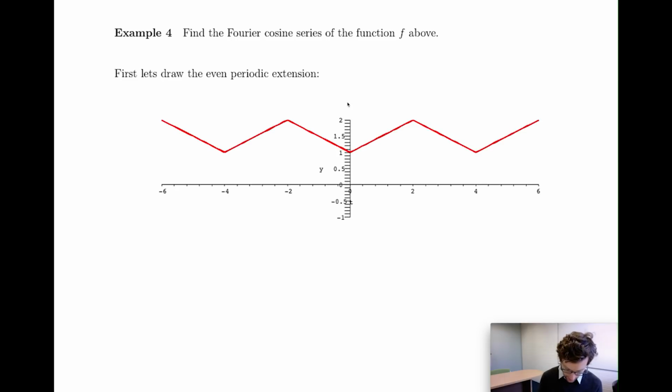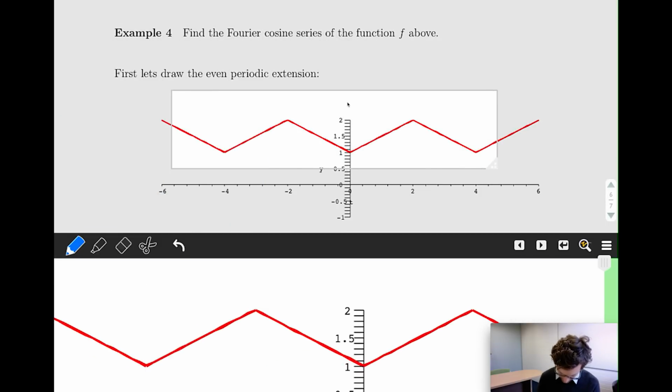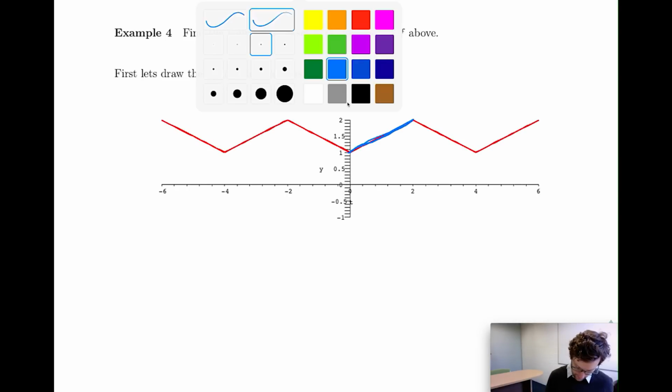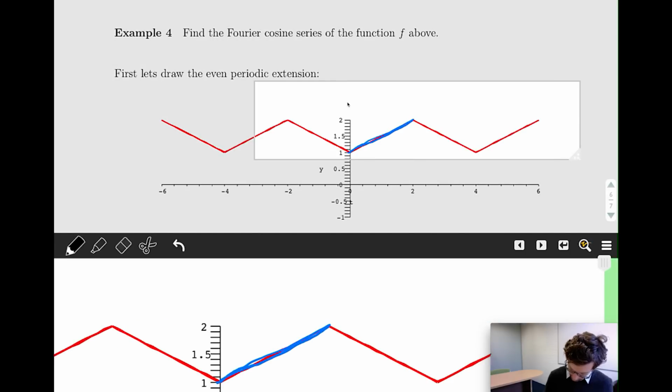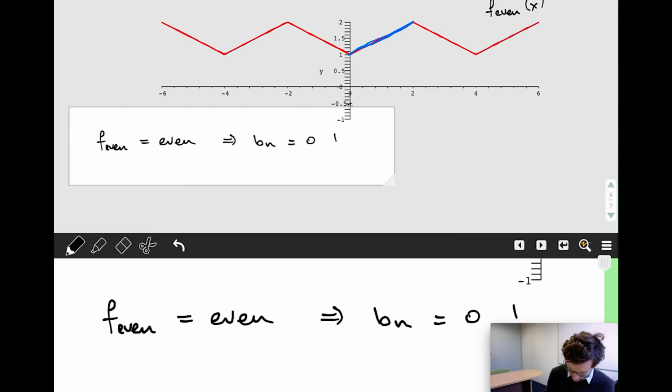So again, let's take a look at our original function. You can see it's defined here between 0 and 2. And then I've extended that, so it's periodic and it's even. So we'll call that f even. So let's calculate the Fourier series for this. So f even is an even function, which implies that all the bn's will be equal to 0 by symmetry.